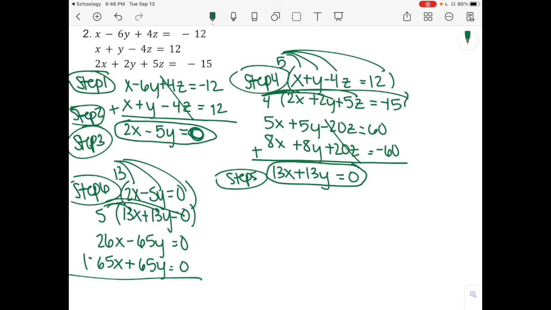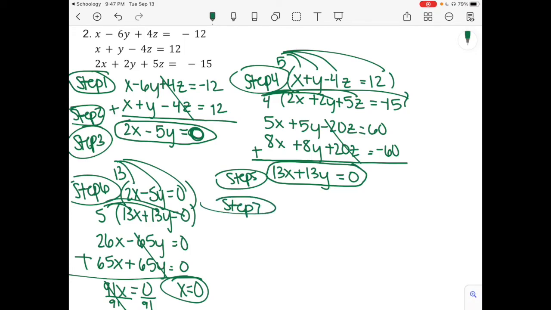So let's add down. 26 plus 65 is 91x. Eliminate y equals 0. So last step is divide by 91. And x equals 0. So now we are at step 7. Plug the variable in which you solved for in step 6 into one of the equations with 2 variables. So I'm just going to pick the first one, I guess.